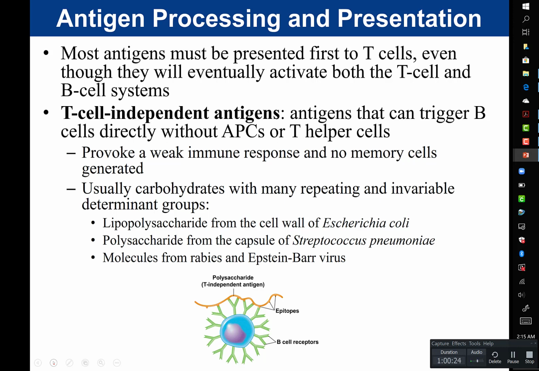Now, most antigens must be presented first to T cells, even though they will eventually activate both B and T cell systems. T cell independent antigens are antigens that trigger B cells directly without antigen-presenting cells or T helper cells. So this type of antigen can stimulate B cells without a T helper cell. And when that happens, it provokes a weak immune response and no memory cells generated.